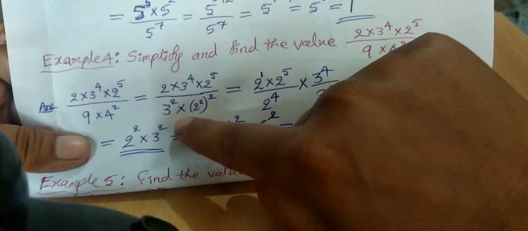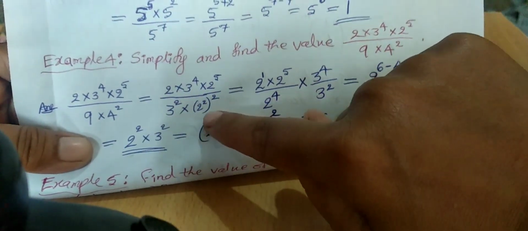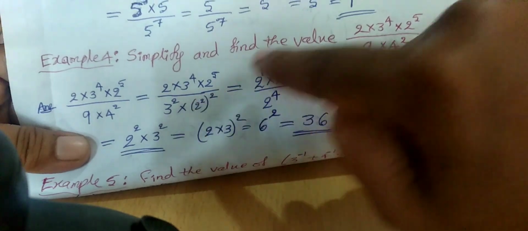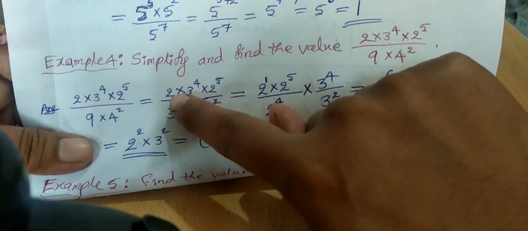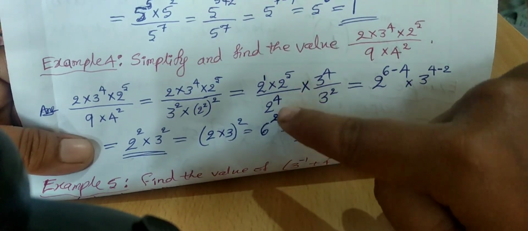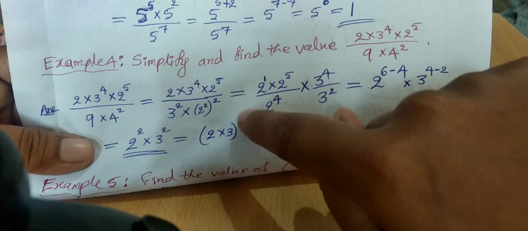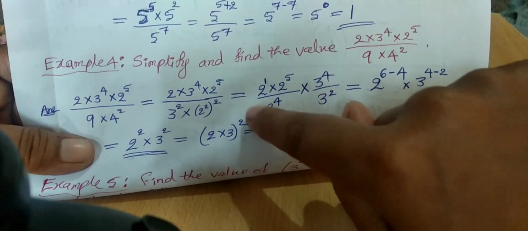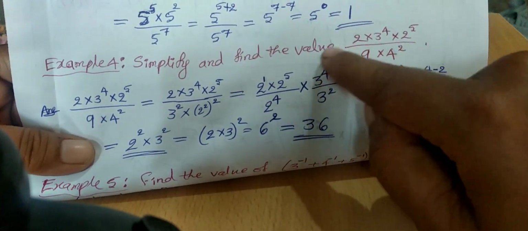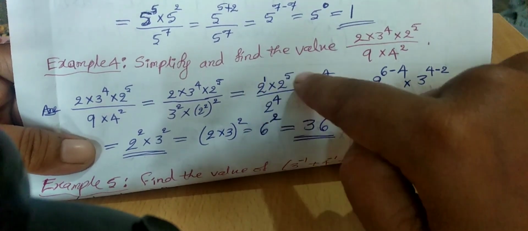This 9 is taken as 3 square. For the 4, I will take 2 square. Exponent laws are applied: 2 to the power 1 into 2 to the power 5 divided by 2 to the power 2 into 2 is 4. I have considered all the 2-based terms together and the 3-based terms together. 3 to the power 4 by 3 square. 5 plus 1 is 6.